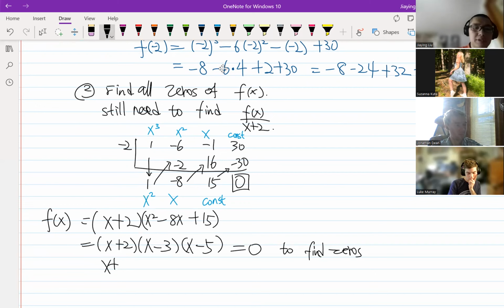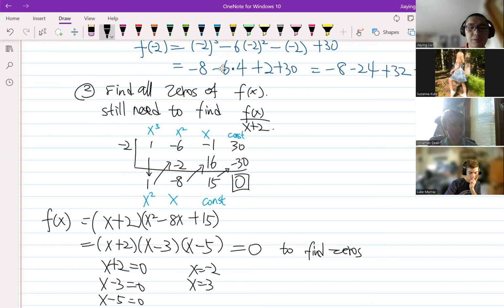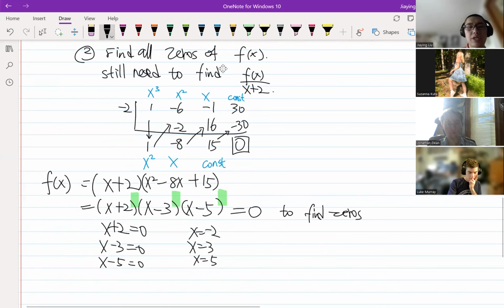So we get x plus 2 equals 0, x minus 3 equals 0, x minus 5 equals 0. So we get x equals -2, x equals 3, x equals 5. Now, if we look at the factors we had, x plus 2 has an exponent 1, x minus 3 has an exponent 1, x minus 5 has an exponent 1. So every 0 here has a multiplicity of 1.